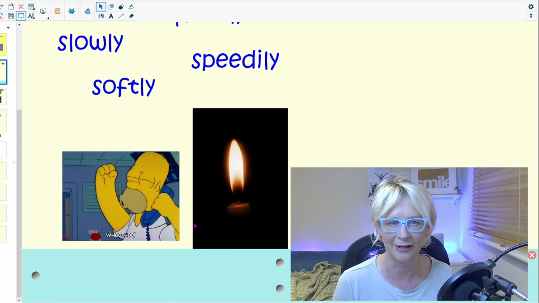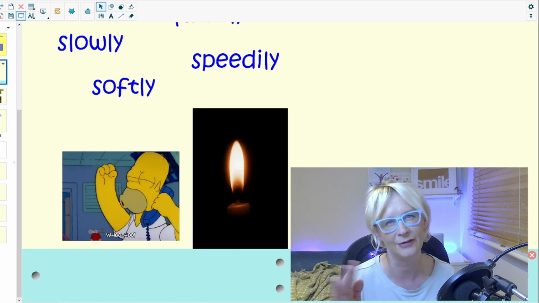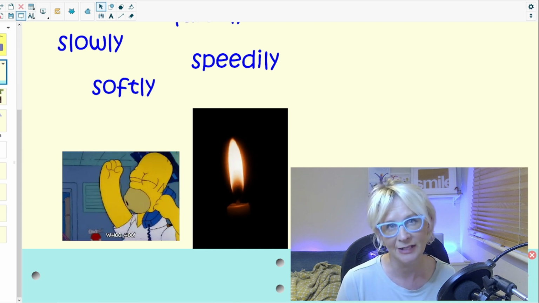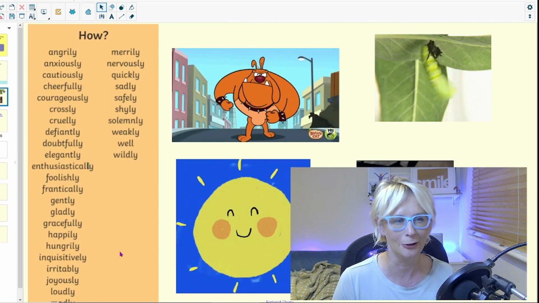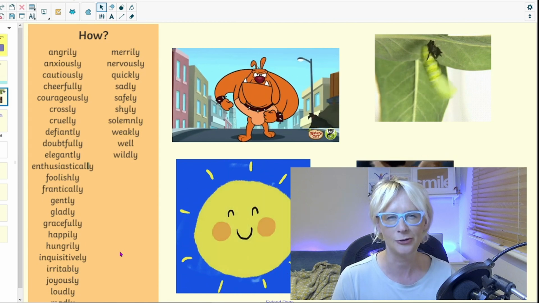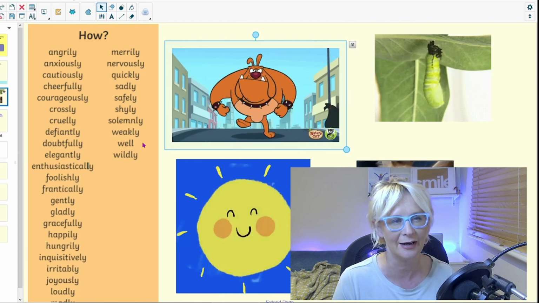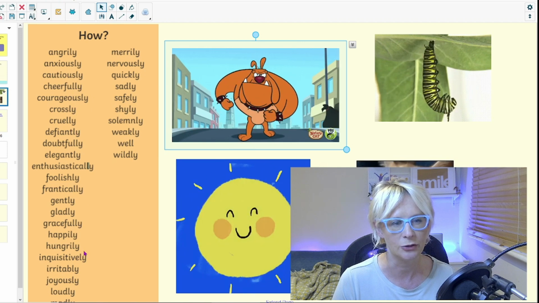Okay, let's have a little look at the candle. What could be our verb here? Well, it looks like the candle's flickering. How is it flickering? Gently, gently flickering. Here I've got a lot of different adverbs to help you out because sometimes they're one of the trickier words to kind of think of. I think it's actually worth noting here some of the spellings because we do get a double L sometimes with them and sometimes it's just one L.